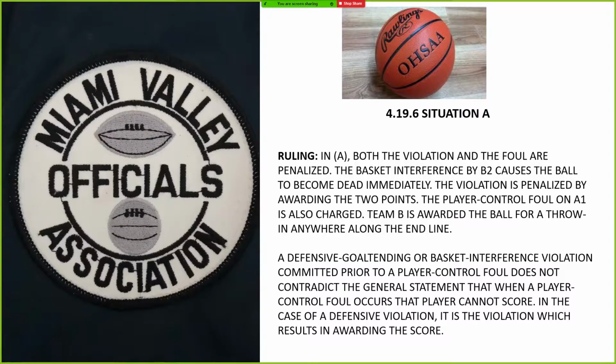A defensive goaltending or basket interference violation committed prior to a player control foul does not contradict the general statement that when a player control foul occurs, the player cannot score. In the case of a defensive violation, it is a violation which results in a rewarding score.